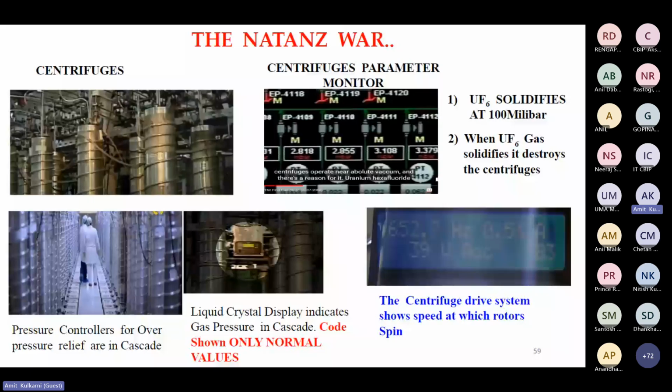Pressure controllers that maintain the cascade are seen in the next picture, whereas a liquid display that indicates the gas pressure is shown in the next.